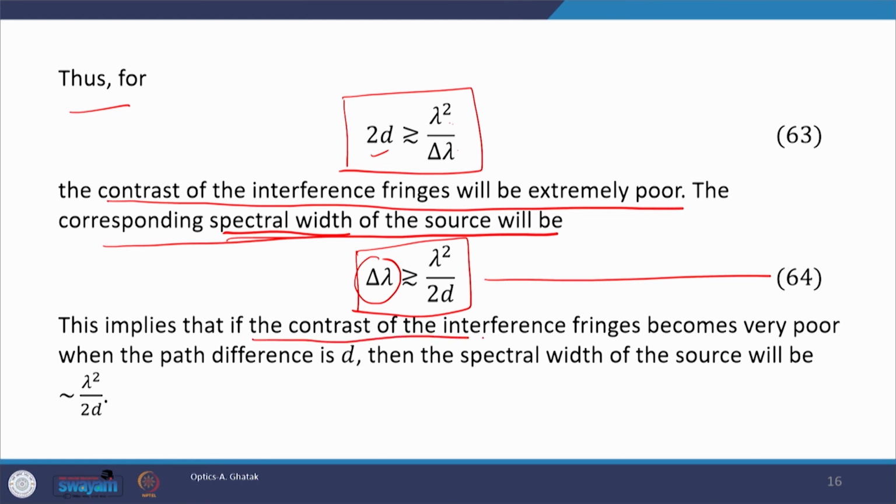It says that if the contrast of the interference fringe becomes very poor when the path difference is d, then the spectral width of the source will be lambda square upon 2d. The spectral width must not be larger than or equal to lambda square upon 2d. If the spectral width is satisfying equation 64, the fringe pattern would be very poor. The delta lambda must be smaller than the right hand side quantity in equation 64 to have very good interference fringes.